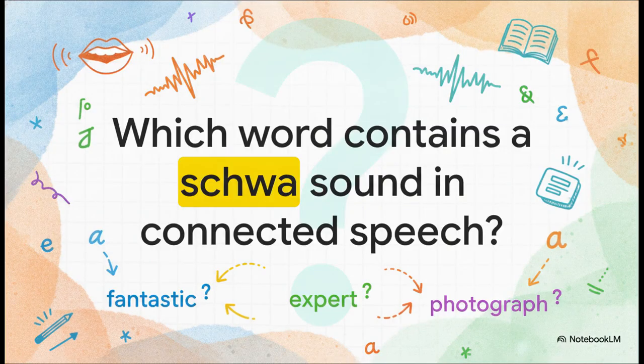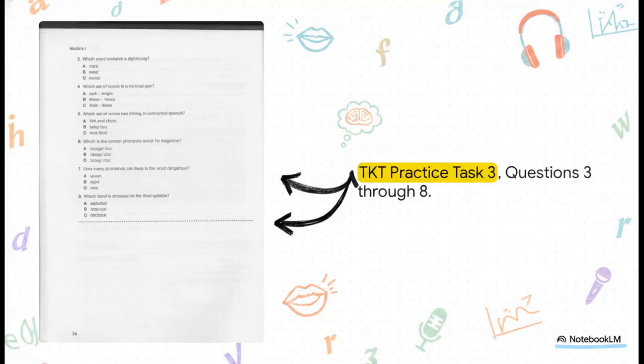Let's tackle question 1 together. Which word contains a schwa sound in connected speech? A, fantastic, B, expert, or C, photograph? Think back to what we just went over about those unstressed, weak syllables getting shortened. Try saying them out loud to yourself right now to see if you can spot that hidden sound. Awesome! Let's keep the momentum going and move right along to the next batch of questions in the practice task.